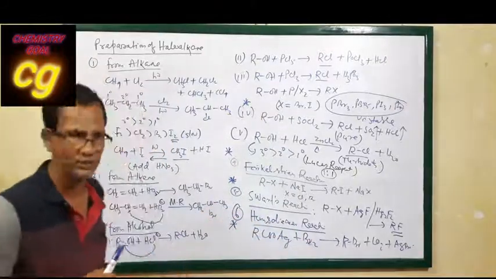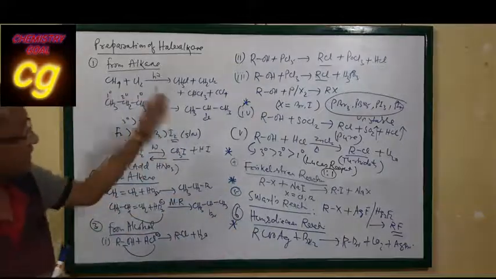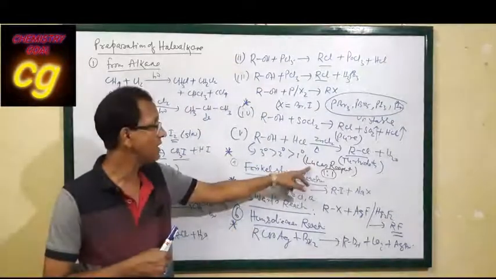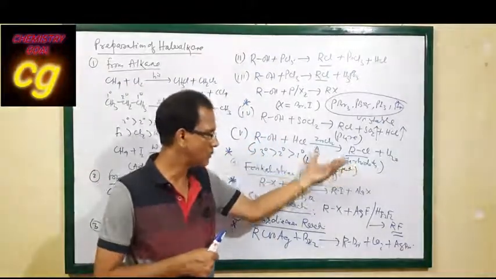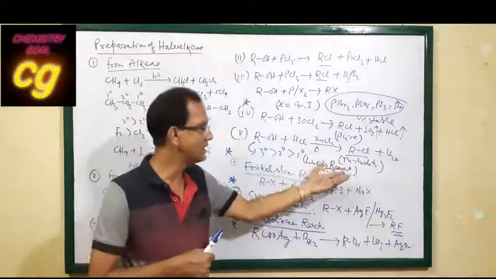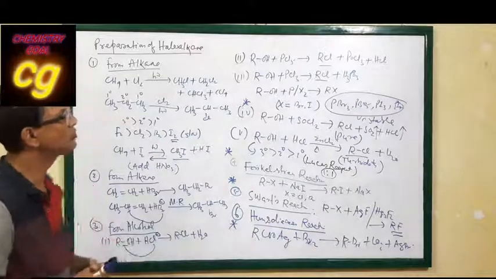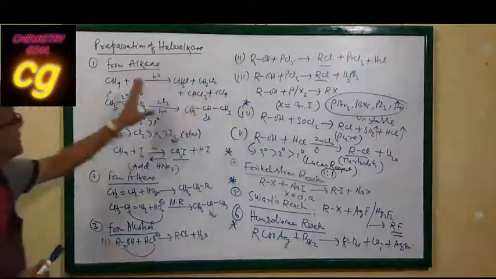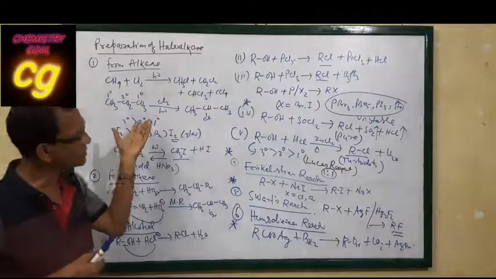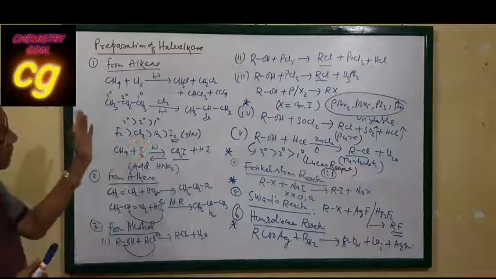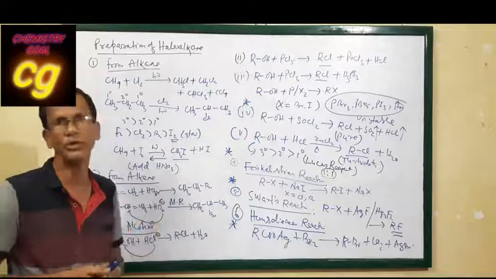The Swarts reaction and Finkelstein reaction are name reactions. A very important reagent is Lucas reagent, which reacts with alcohol to produce haloalkane, and the formation of haloalkane is indicated by the turbidity. So these are the methods of preparation of haloalkane. Next class we will discuss the chemical properties and physical properties of haloalkane. Okay, thank you.